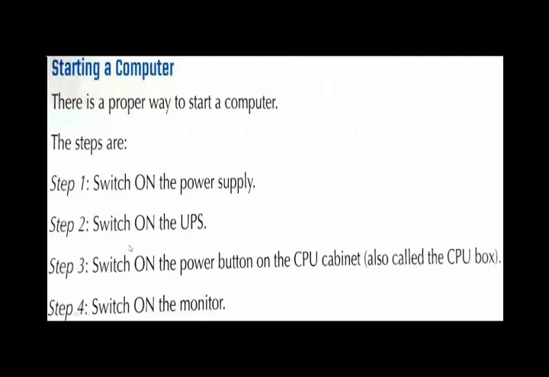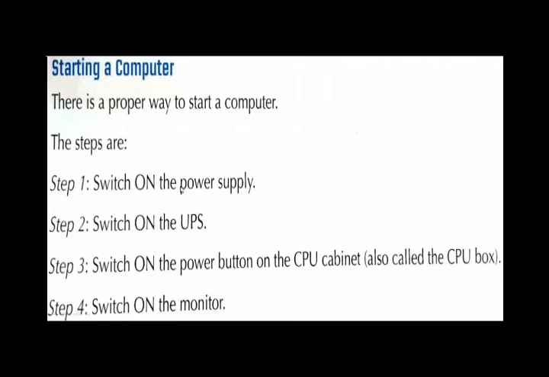What is UPS? UPS is an uninterrupted power supply. It helps our computer work properly. What is the third step? Switch on the power button on the CPU cabinet, also called the CPU box. The fourth step is to switch on the monitor. In the last, you will switch on the monitor.